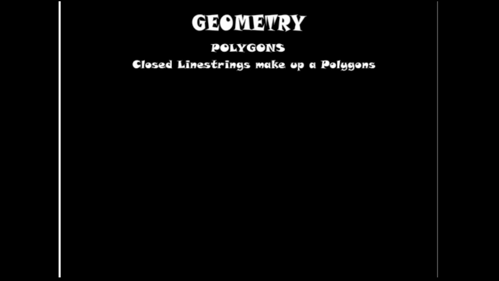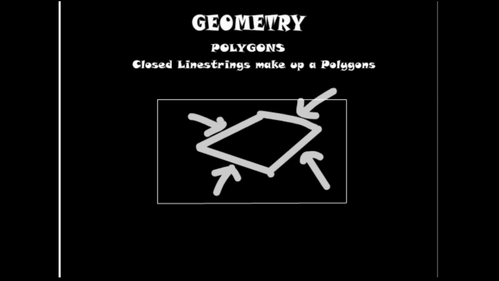Now the third type is polygons. Closed line strings make up a polygon. So there are 4 line strings. These are closed. There are no open ends, and so this is a polygon.